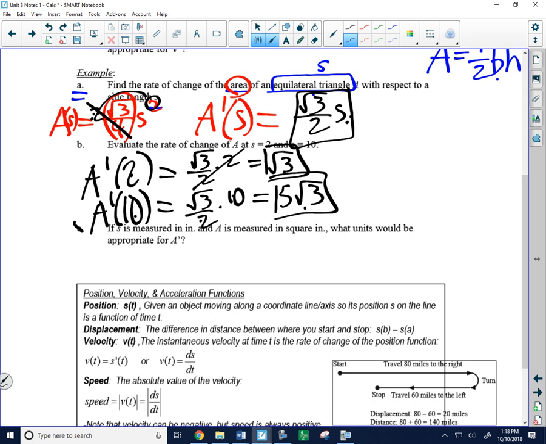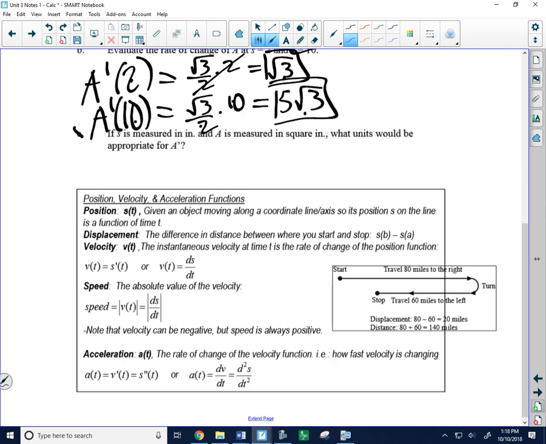Any thoughts on the shape ones though? Okay.